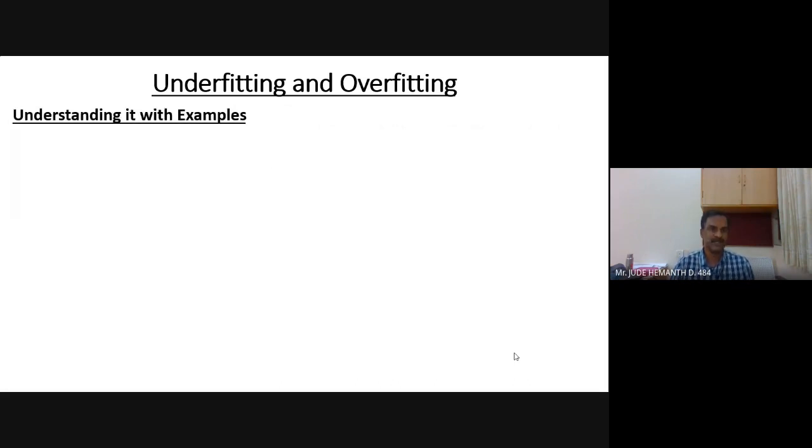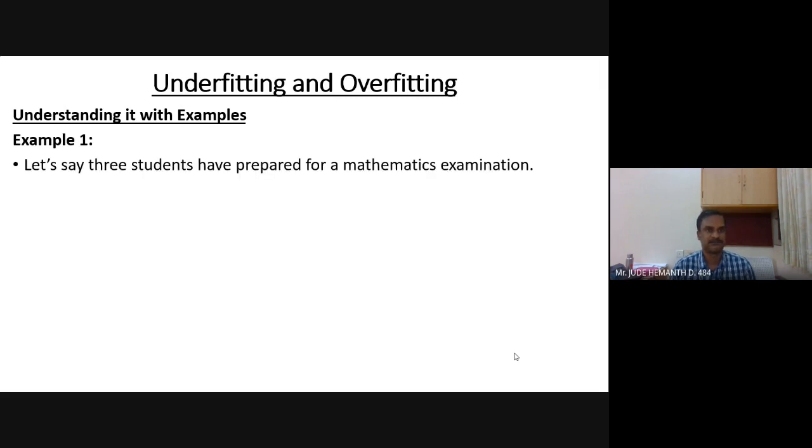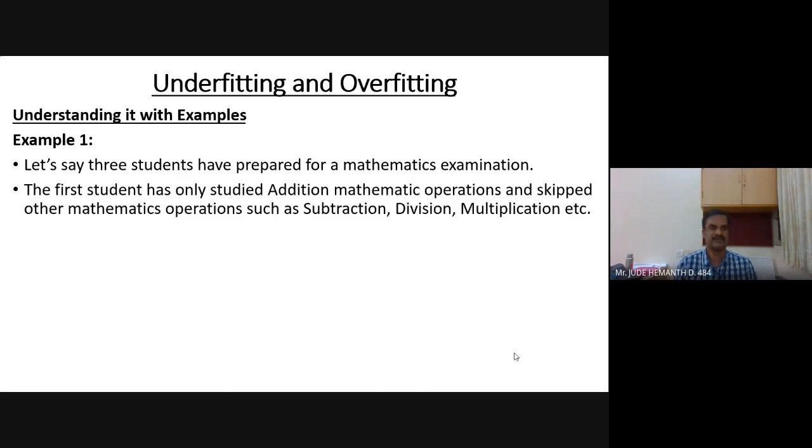So I will give a small example for you. Let us say that 3 students have prepared for a mathematics examination. Take 3 students from your class. The first student has studied only addition. He has studied only the addition operation and skipped subtraction, division, and multiplication.